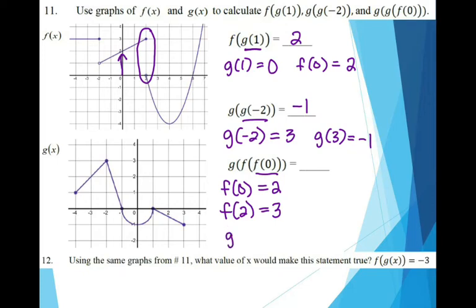Okay, so now I want to find g of 3. G of 3 is negative 1. So there you go. Just be careful with this one since you are picking a portion that has a break in the graph.